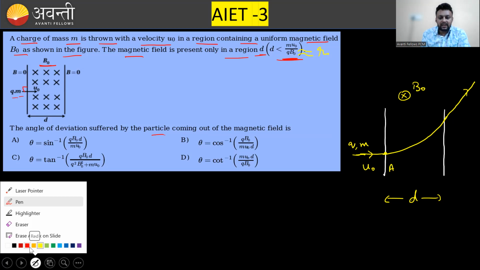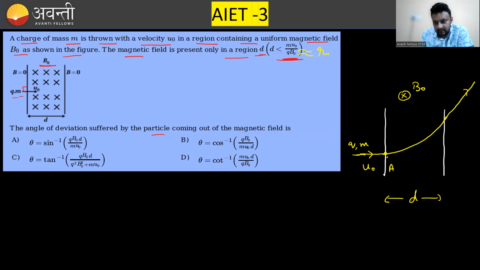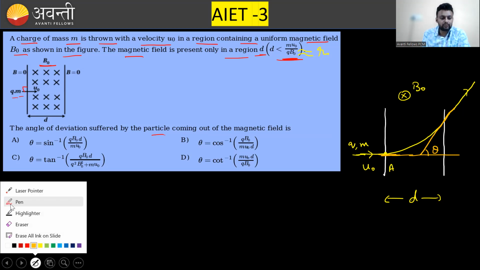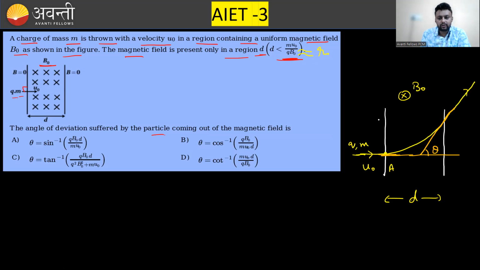So they are asking me the deviation. If I look at the deviation, this is the original path of the particle and this is the final path. If I draw the tangent here, this angle I need to calculate as theta. Clear? First of all, you need to know what you are going to calculate.